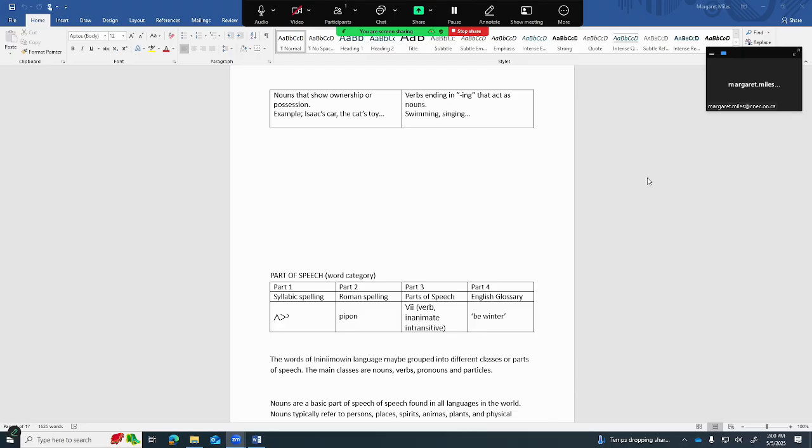So the syllabic word Pipwan, and the writing in English Roman orthography, Pipwan, means winter.